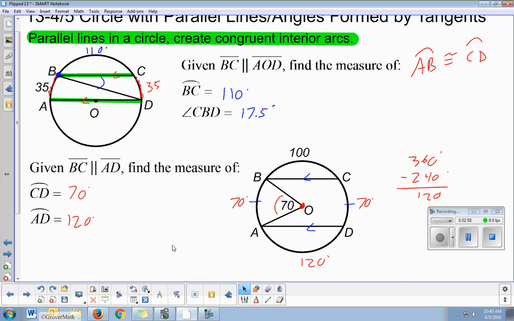So you could take a look at what they're asking for, but when you see things like central angles and parallel, you kind of know what they want you to find before you even read it sometimes. So you should always read the question, of course. But that's really it for parallel lines.